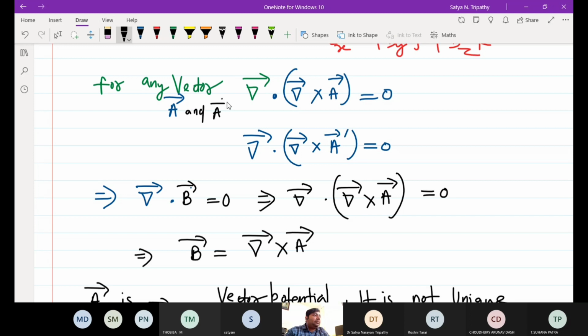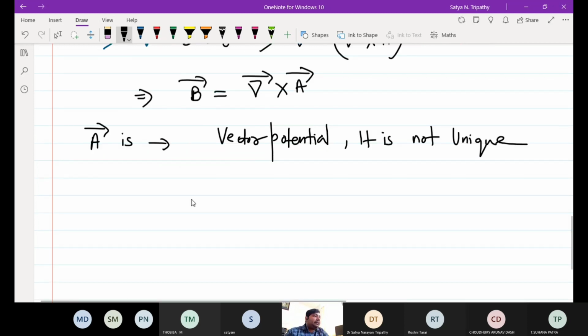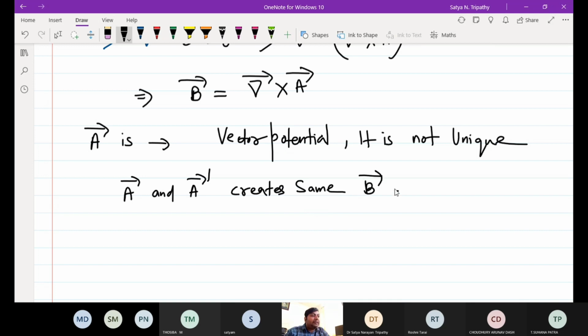Okay, so this has to be very clear. Did you understand what is the meaning of not unique? That means any vector can create that same magnetic field. I'm writing it here: A and A dash create the same field. Is it clear?